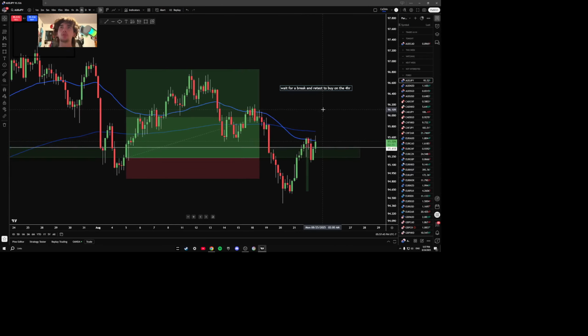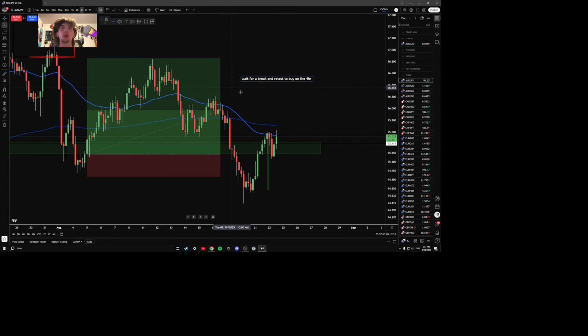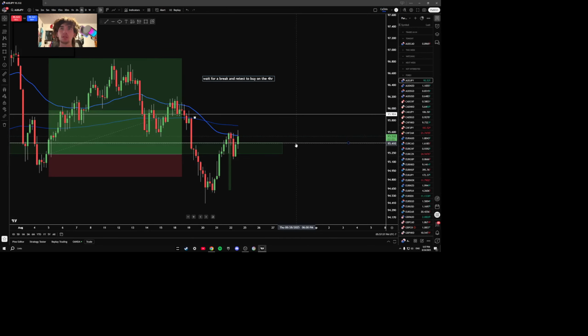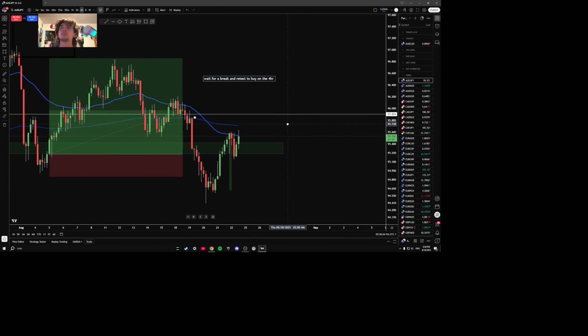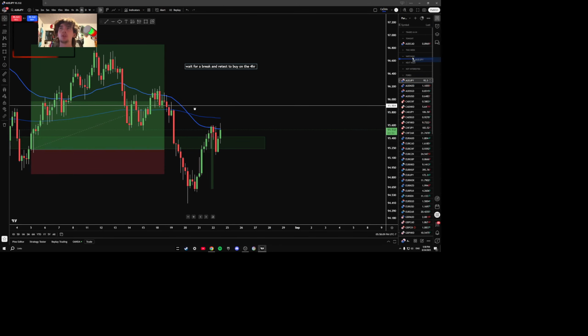Okay, so I think I'm gonna wait for a 4 hour break and retest to buy. The retest is probably gonna have to sit right there. So break up here, then retest down here to buy. We're gonna put it in our watching section, just because it's not that valuable. And then once it hits this alarm, we'll move it to this week's trades.